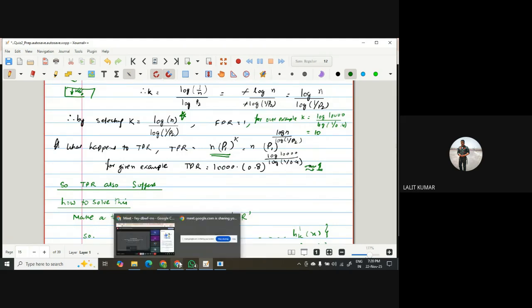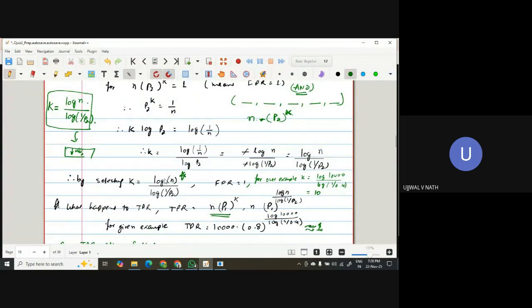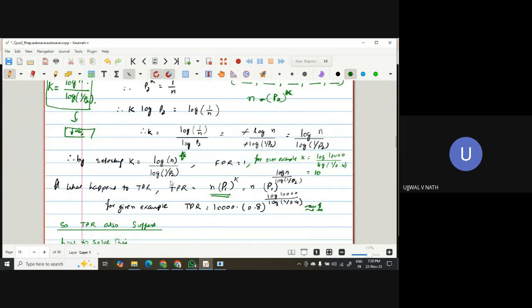Yes, somebody raised a point. Yes, sir, that TPR calculation, can you show the pages? Yes, this 10,000 into 0.8 to the power log of 10,000 by log of 1 by 0.4. When calculating, it is not coming to 1. It is coming to some 1072. So is that calculation correct? And in the FPR part also you have put this equal to 1. So can you explain what is that?